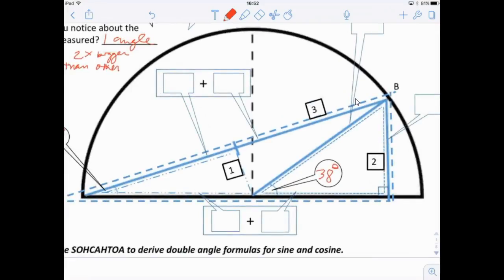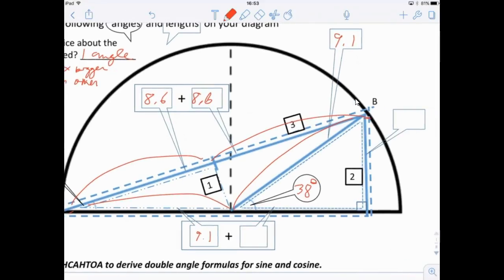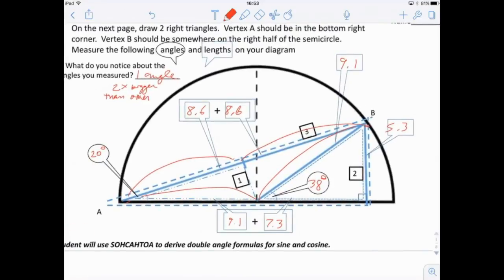So this one, let's say, is 8.6 centimeters. This other one is an identical 8.6 centimeters. This bottom radius is 9.1 centimeters. So of course this top radius here is also 9.1 centimeters, because you can see that both are radii of the semicircle. This vertical leg is 5.3, and this horizontal leg is 7.3. Okay, so we have everything measured here. And now we're going to use these measurements.